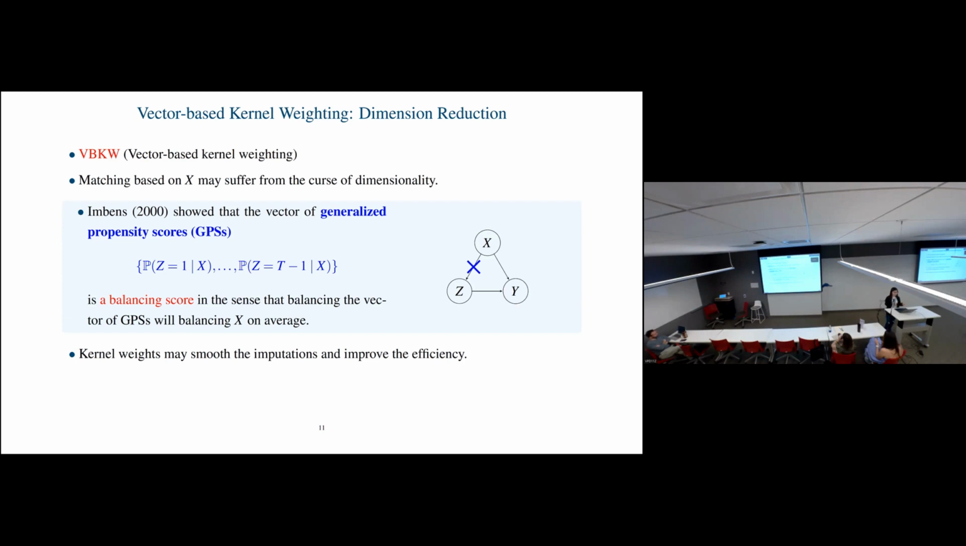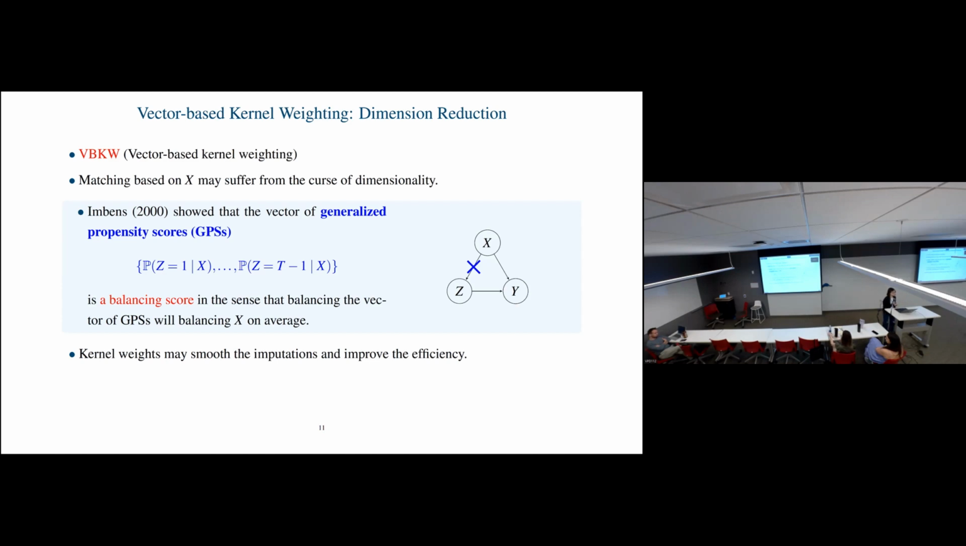What it does is try to block the pathway from X to V, and therefore you can remove the confounding effect from X, okay? You can imagine, X is 100-dimensional, but if we have, say, three treatments in T, then you only need to match based on the two-dimensional generalized propensity score. This is a very powerful result in dimension reduction.